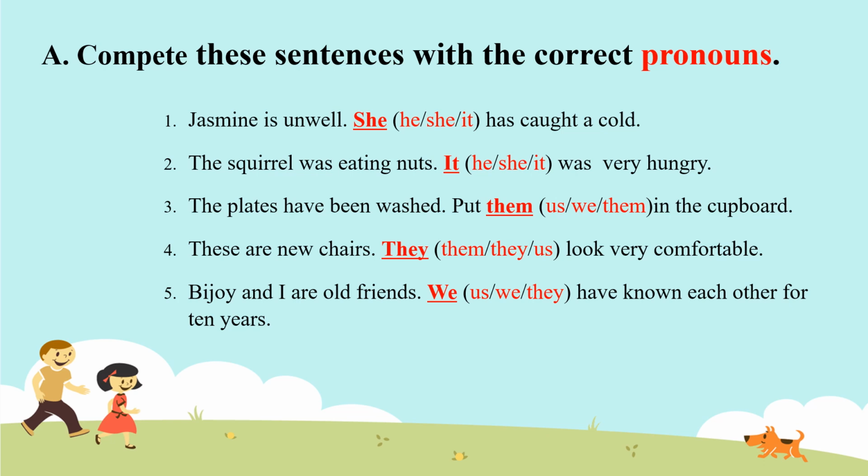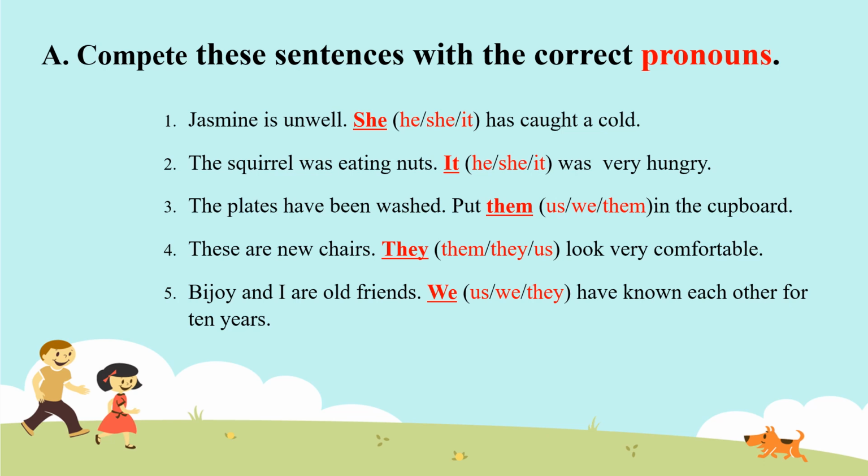Complete these sentences with the correct pronouns. First, Jasmine is unwell. Dash has caught a cold. So now we have to choose between he, she, it. Here it is telling about Jasmine. So the answer is she. She is the correct pronoun here. So the answer becomes: Jasmine is unwell. She has caught a cold.